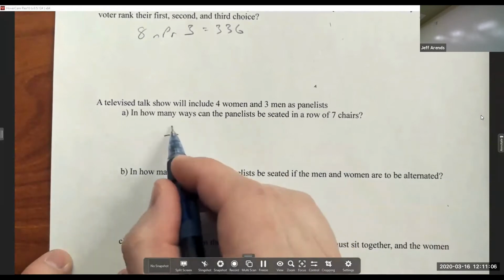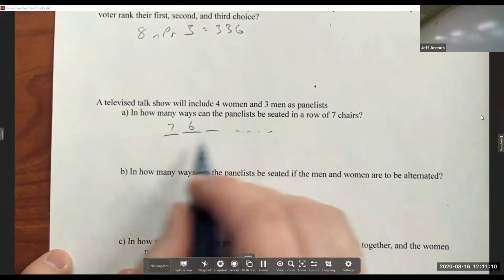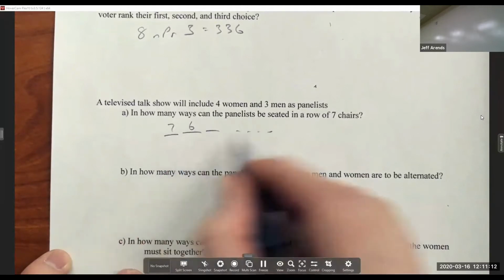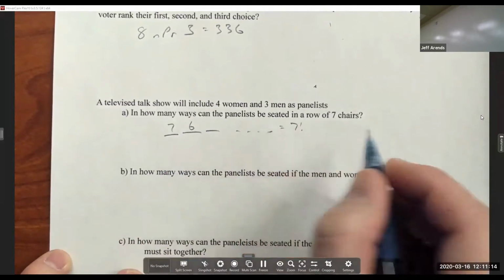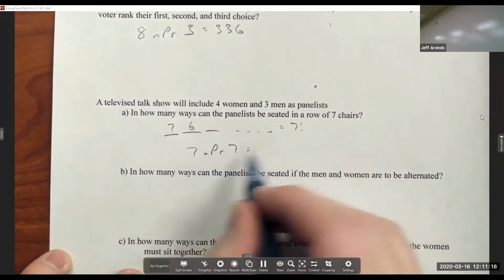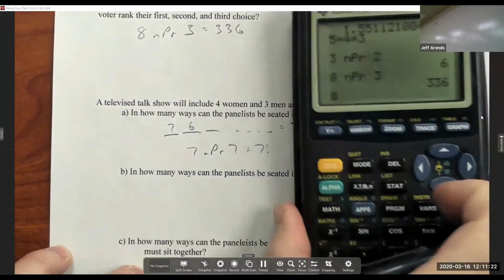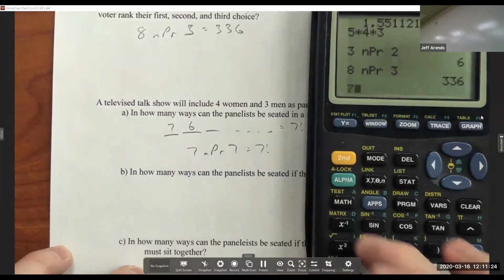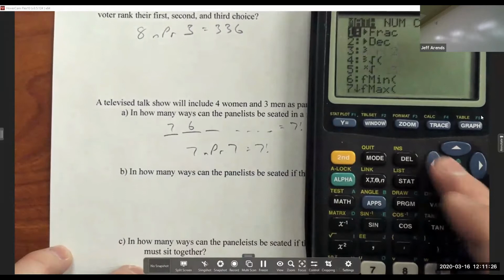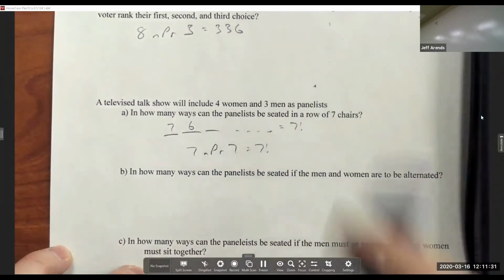So in the first chair, there could be 7 different choices. In the second chair, there are 6 different choices, and so on. You can see that's 7 factorial. Or you could say I have 7 panelists, and I'm wanting to arrange all 7 of them, which are the same thing. So let's plug 7 factorial into the calculator. Or you could have done 7 nPr 7. It's the same number. This gives us 5,040.